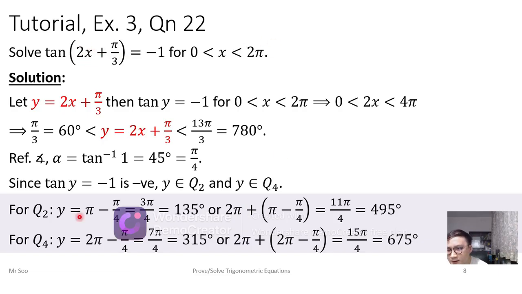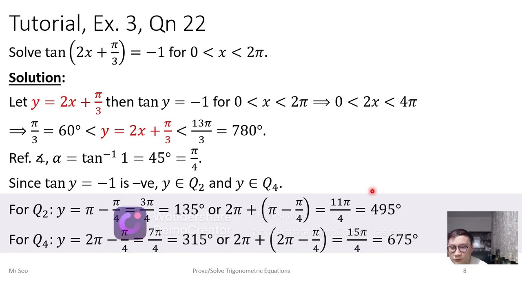Therefore, the final answer for y in Q2 and Q4 is: I have to take 3 pi over 4 plus 2 pi, which gives me 11 pi over 4. And for Q4, I have to take 7 pi over 4 plus one more revolution, which is 2 pi, because one revolution is 360 degrees or equivalent in radian 2 pi. So I have to go one more time. That's why I add 2 pi. So 7 pi over 4 plus 2 pi, I get 15 pi over 4.